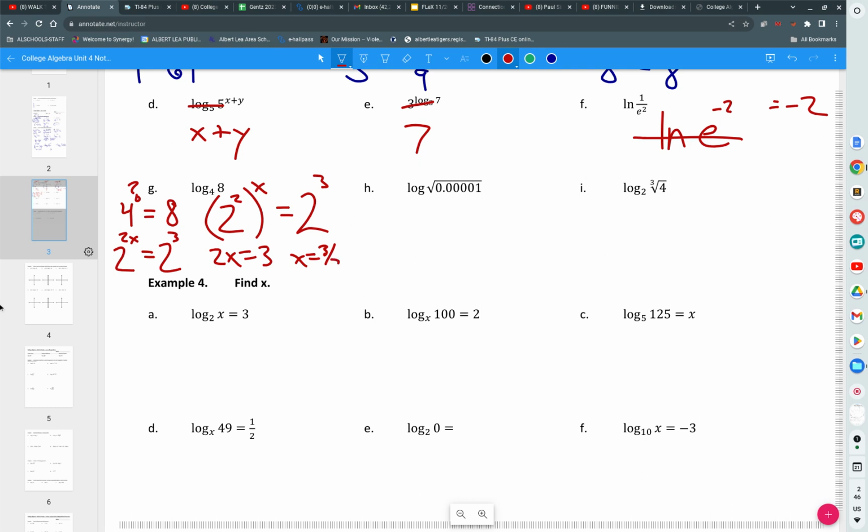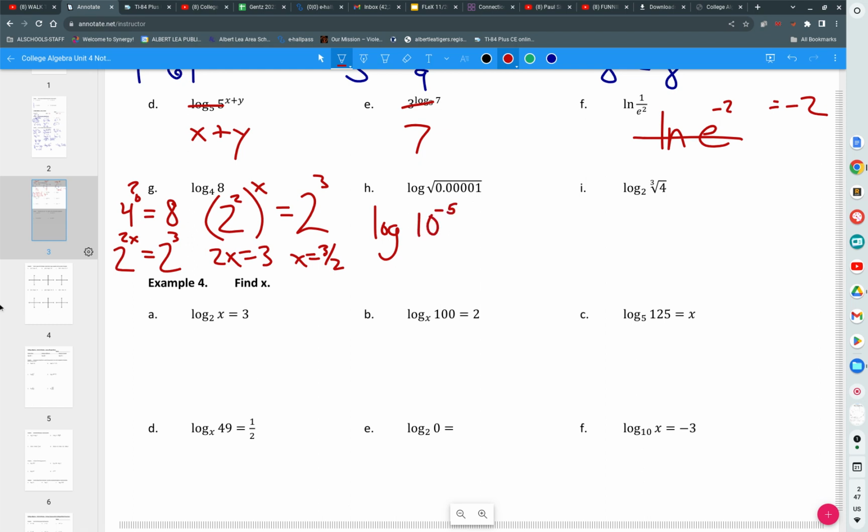3 halves or 1.5. Look at the next one. What is the base of this logarithm? 10. Would it be nice to be able to write 0.00001 as a power of 10? What is 0.00001 as a power of 10? 10 to what power?